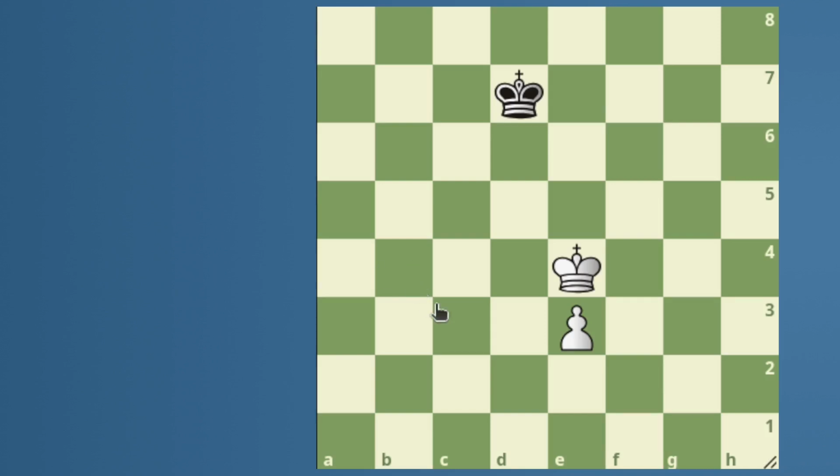In this position, suppose it's black to move, and black plays King e6. The kings are now opposing each other, and it's white's turn to move. Because white has the move, we say that black has the opposition, or we say black has taken the opposition.